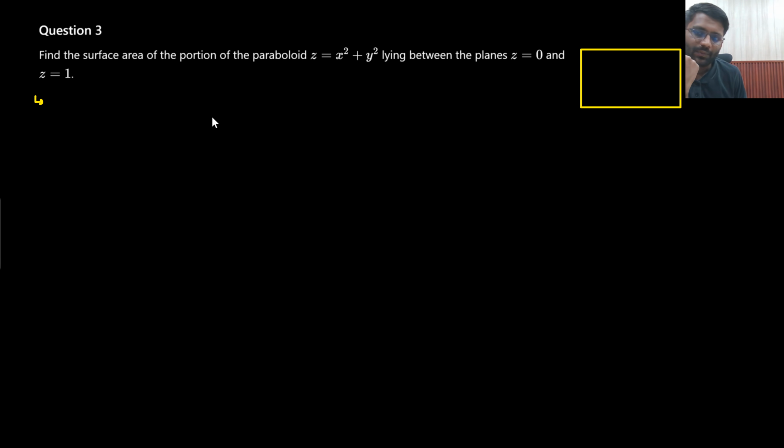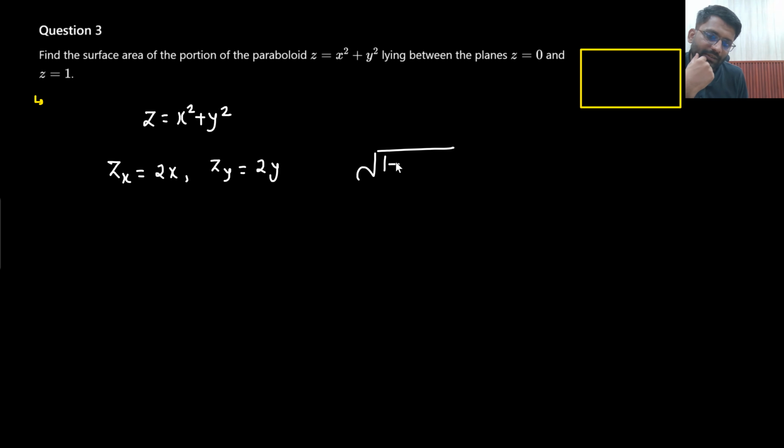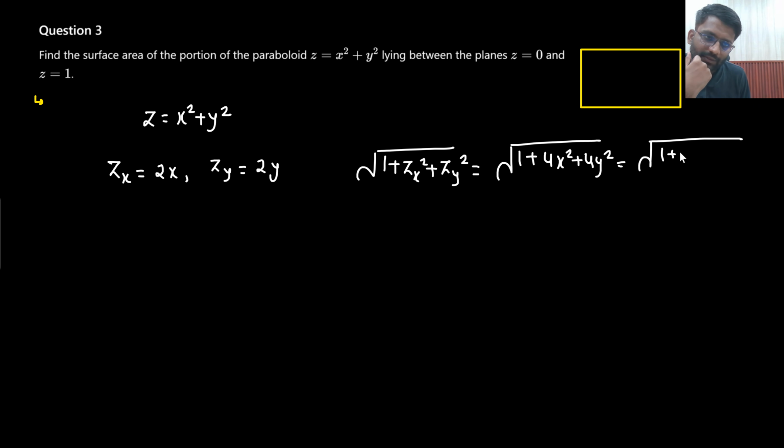What I would do is that, first of all, z is given as x square plus y square. What I need to find out? I need to find out zx, that is 2x. I need to find out zy, that is 2y, right? Then this factor, 1 plus zx square plus zy square. What will be this factor? 1 plus zx square plus zy square is 1 plus 4x square plus 4y square. So the factor is 1 plus 4 times x square plus y square.